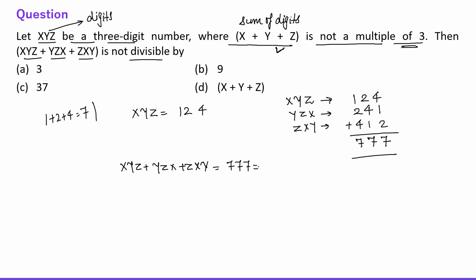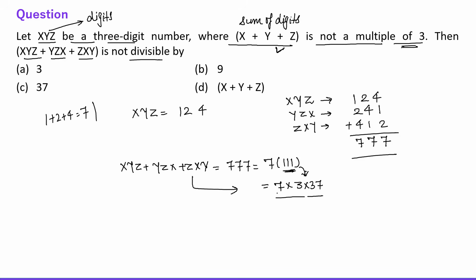When we take 7 as common, we are getting 111. So 777 is equal to 7 into 111. And if we factorize this 111, it comes out to be 3 into 37. The factors of 111 are 3 into 37. So here the sum of these three numbers is equal to 3 into 37 into 7.